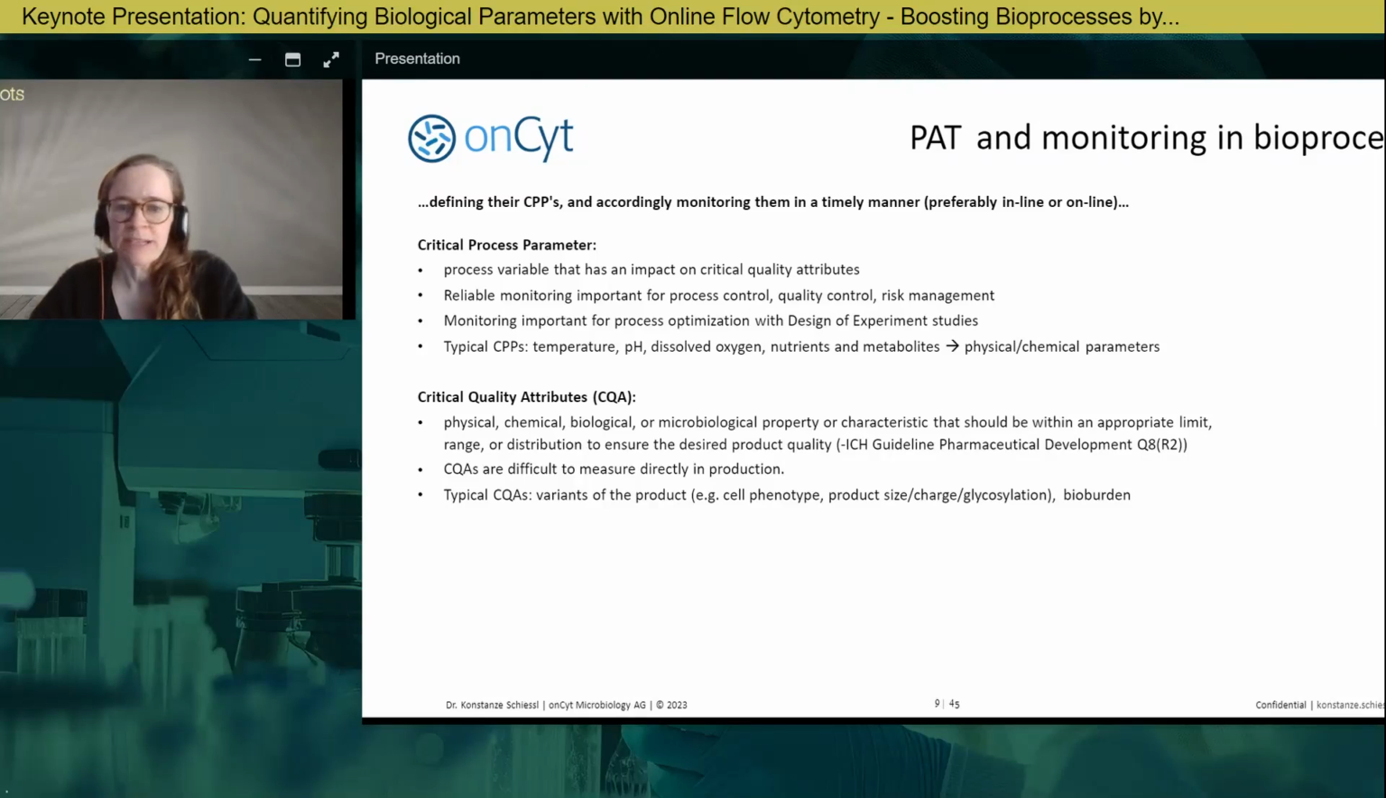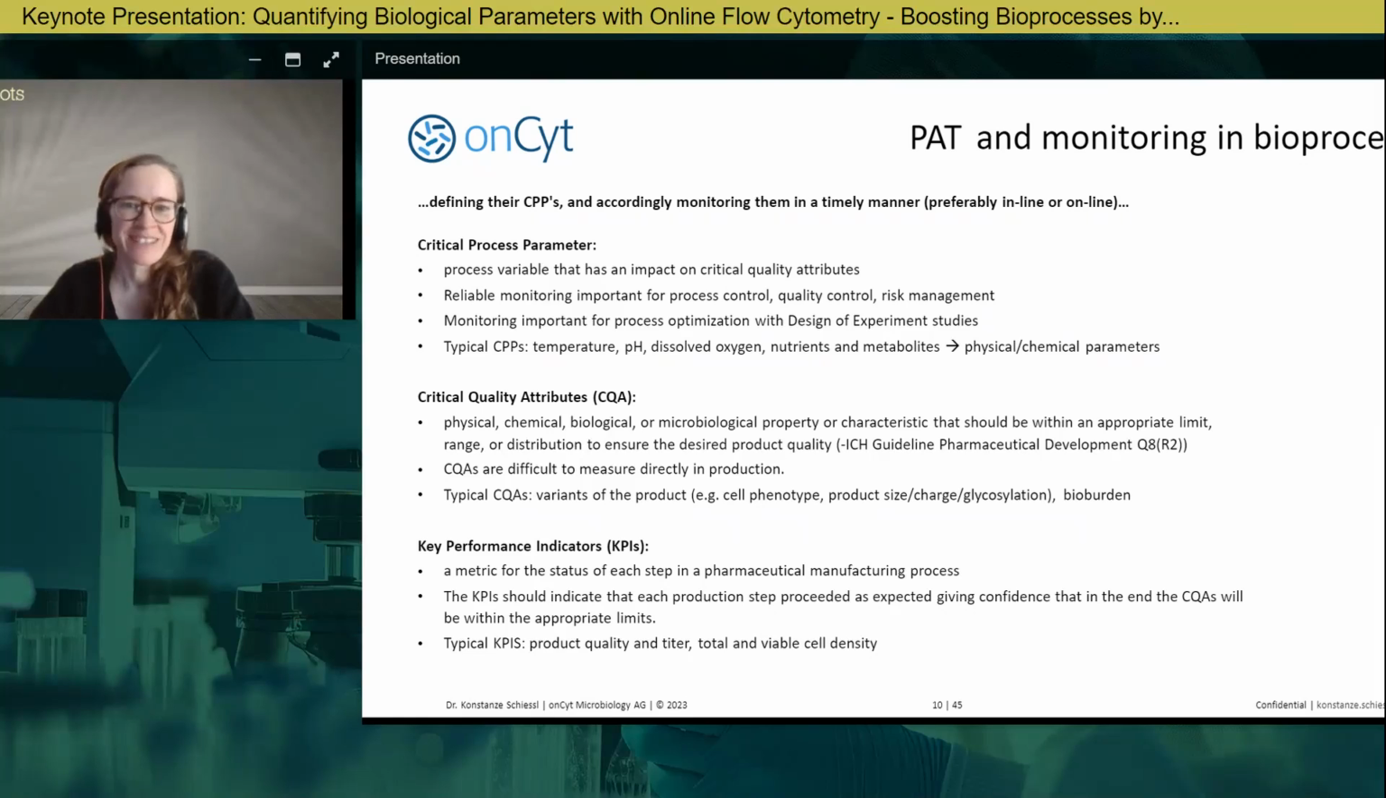Examples of CQAs can be variations of the product, like a cell phenotype. So in CAR T, for example, this is really important. It can be details of the product, like the glycosylation of a monoclonal antibody, but it can also be the bioburden, so the microbial, let's say, contamination of a product.